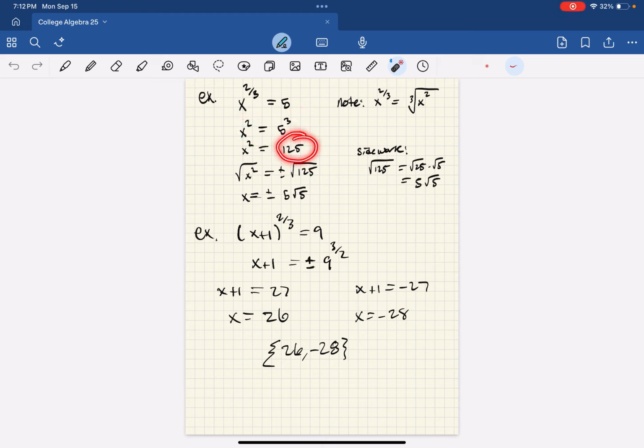5 cubed is 125. So then square root both sides. Now that's plus or minus since we've got an x squared. So plus or minus the square root of 125, which is plus or minus 5 root 5. Here's the side work to break down that radical.